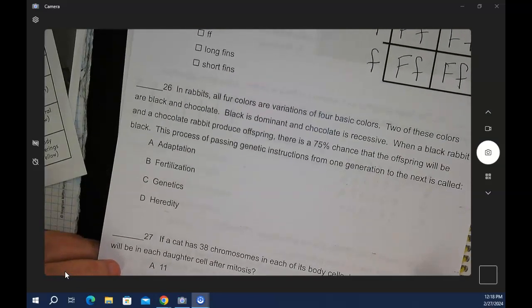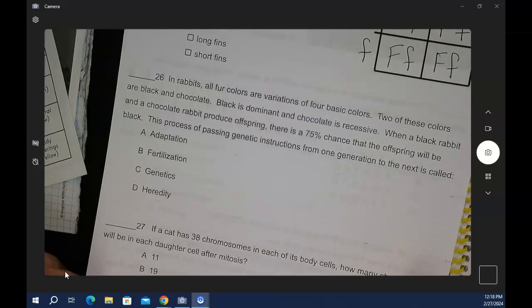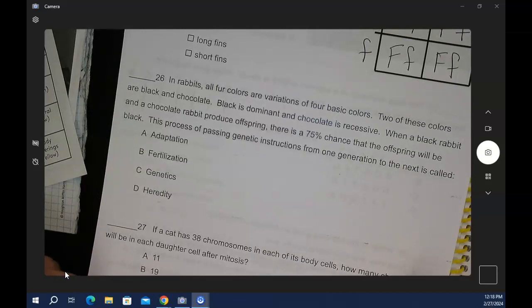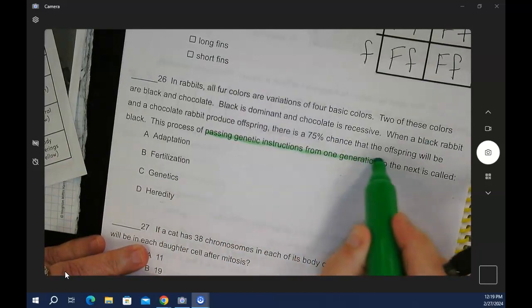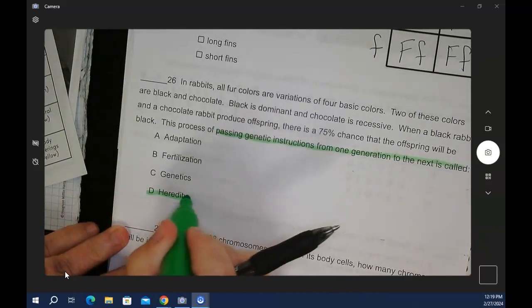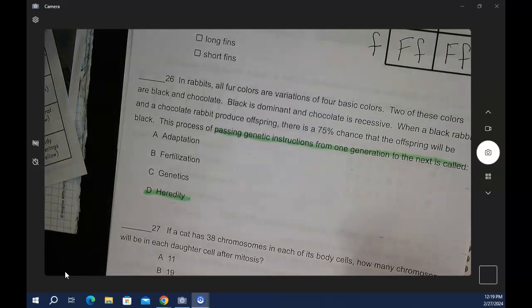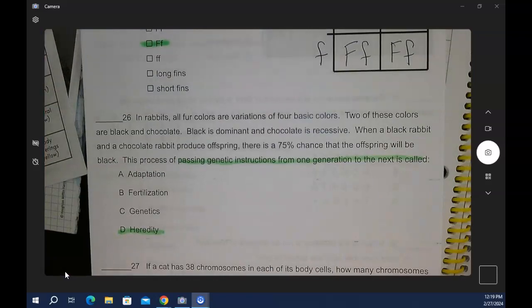In rabbits, all fur colors are variations of 4 basic colors. 2 of the colors are black and chocolate. Black is dominant and chocolate is recessive. When a black rabbit and a chocolate rabbit produce offspring, there's a 75% chance that that offspring will be black. This process of passing instructions from one generation to the next is called heredity, not adaptation, not fertilization, not genetics. And that was actually told to you on question 21. It literally gave you the answer.